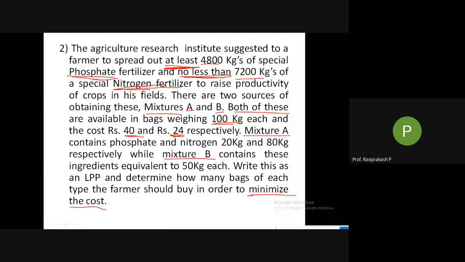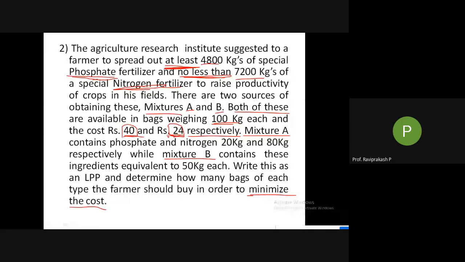See here, 40 for mixture A. So here it is respectively. First they have given, that means we need to take it for A, and second it is 24. For product A or mixture A, 40 rupees it costs, and for mixture B it costs 24 rupees. Now they are telling you what the mixture is.